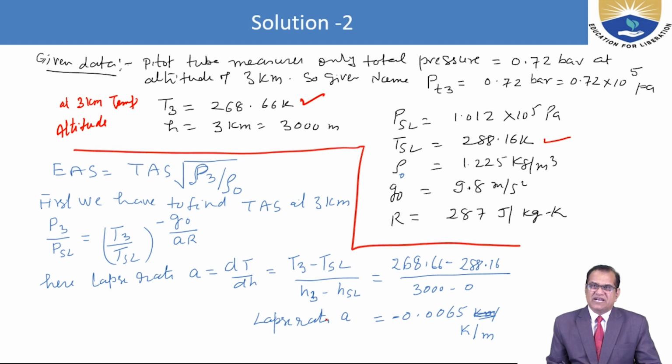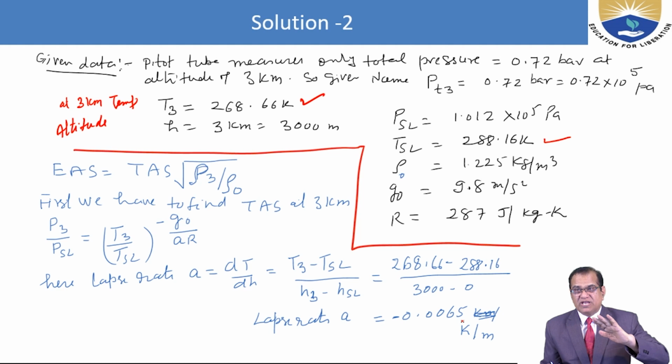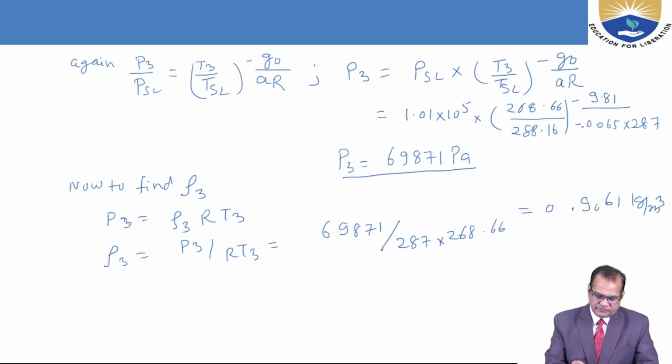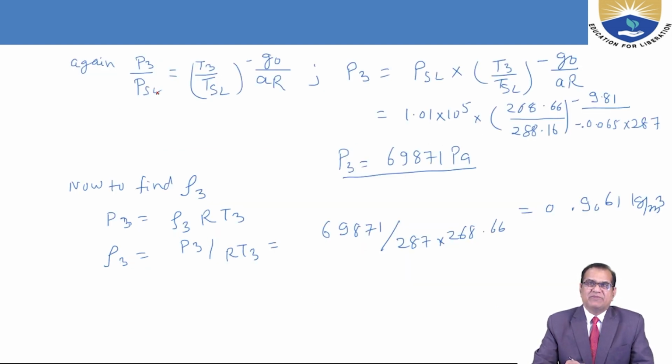So the lapse rate we got is equal to minus 0.0065 Kelvin per meter. This means that for every 1 meter the temperature is falling by 0.0065. So that is one parameter which we have got from here. Now we will see the next: again P3 by PSL is equal to T3 by TSL to the power minus G0 by AR. So now we have found the AR.